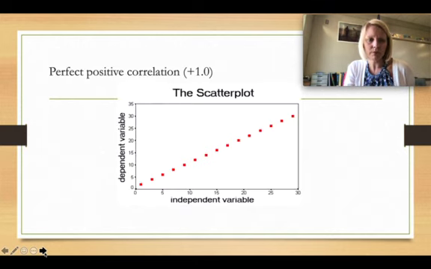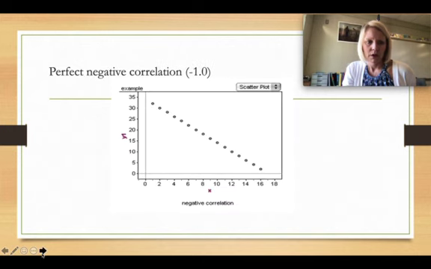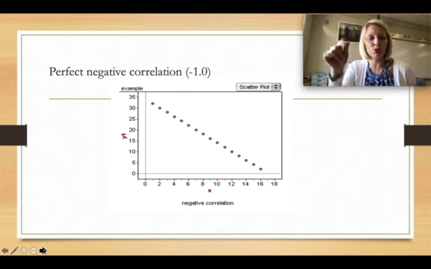Okay? So here's a perfect positive correlation. Here's the independent variable along the x-axis, the dependent variable along the y-axis, and you can see it's perfectly in line. This is a perfect positive correlation, a +1, if you will. This is a perfect negative correlation. Here's the x-axis, here's the y-axis. You can see it's perfectly a negative correlation, a -1. Now, negative does not mean bad. It does not mean a bad correlation. It means closer to or further away.